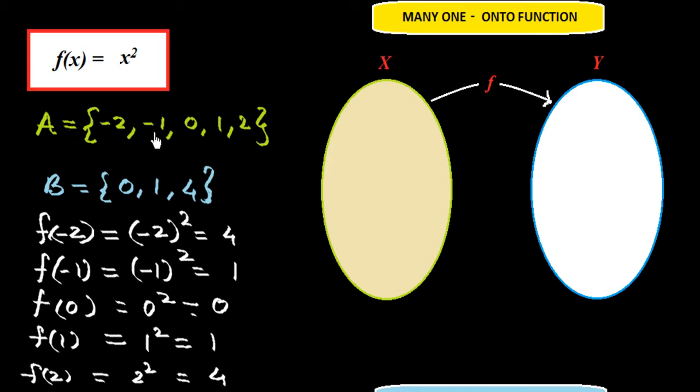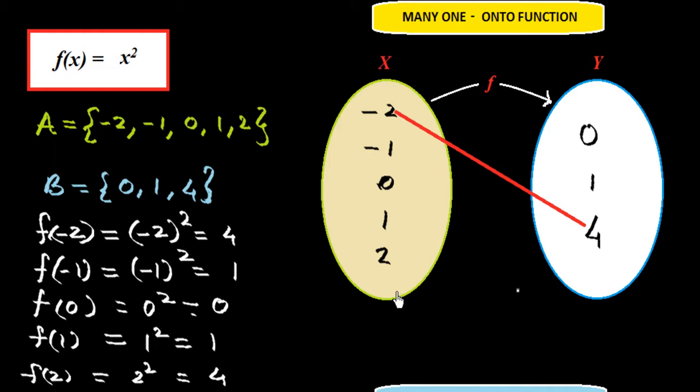Now, this is our x, we have to put the elements of set A here. So I put minus 2, minus 1, 0, 1 and 2. The elements of set B we have to put in y. So it is 0, 1, 4. Now we see minus 2 we get 4, and plus 2 we are also getting 4, and minus 1 if you put we are getting 1.